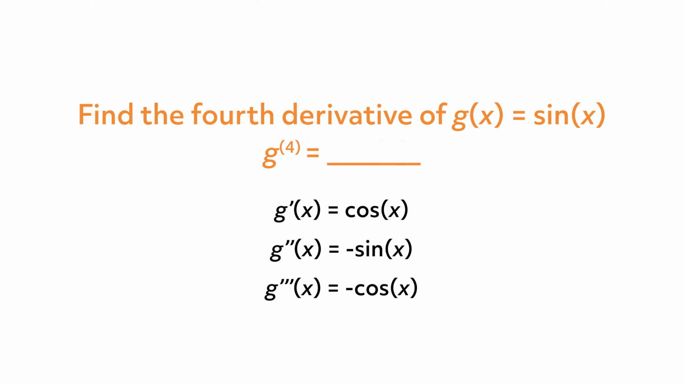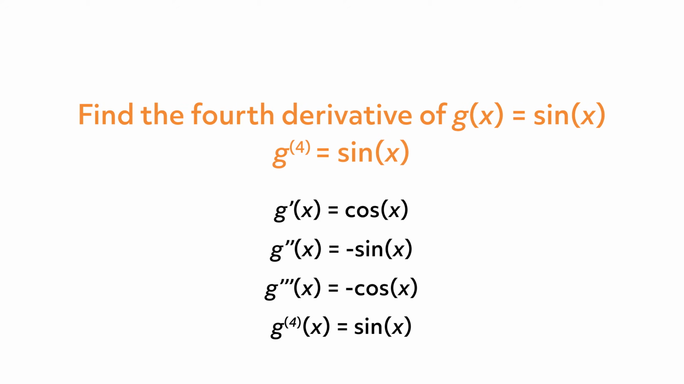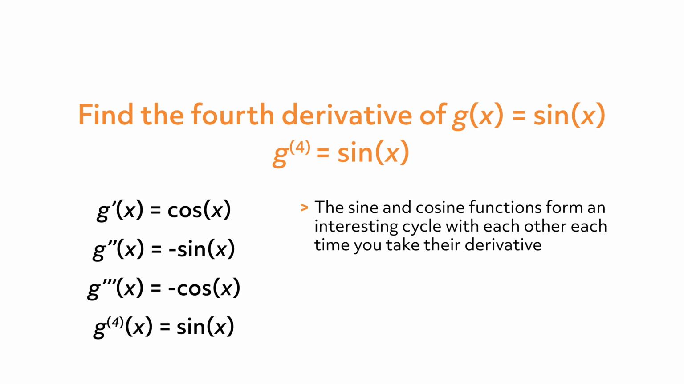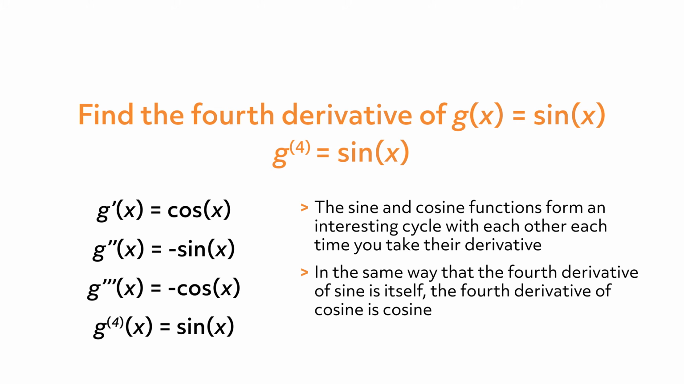For the final leg of this problem, we will take the derivative once more. Since we have negative cosine, we are going to write the negated form of cosine's derivative. This gives us the fourth derivative of g is equal to sine of x. As we can see from this result, the sine and cosine functions form an interesting cycle with each other each time you take their derivative. In the same way that the fourth derivative of sine is itself, the fourth derivative of cosine is cosine.